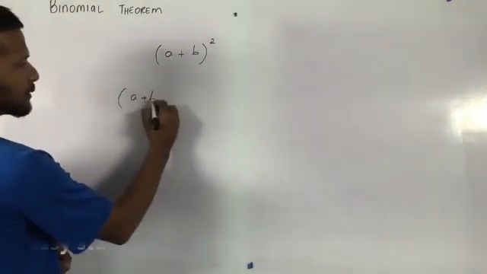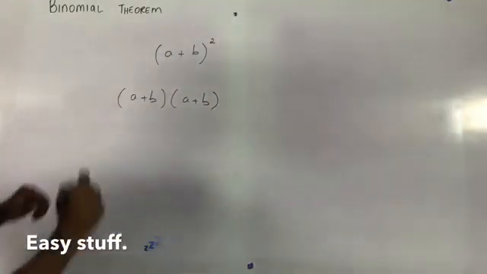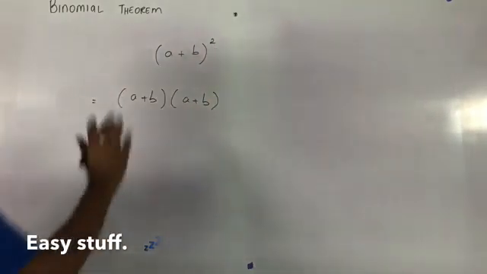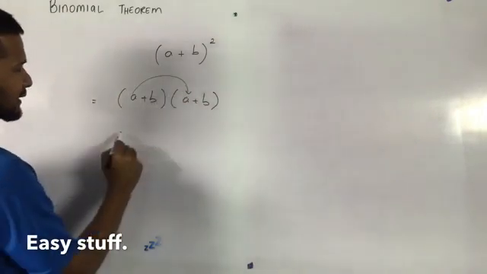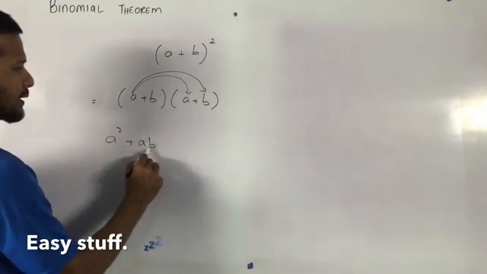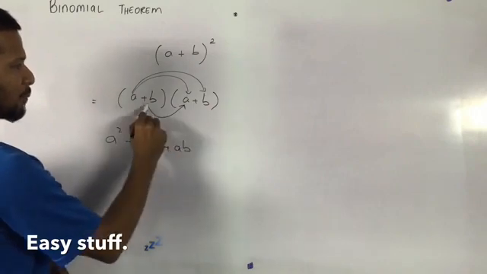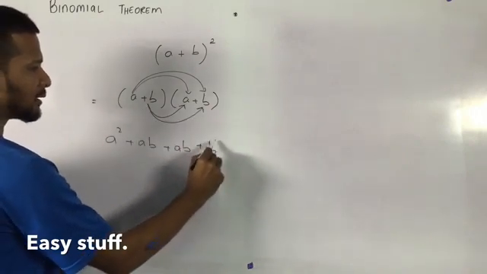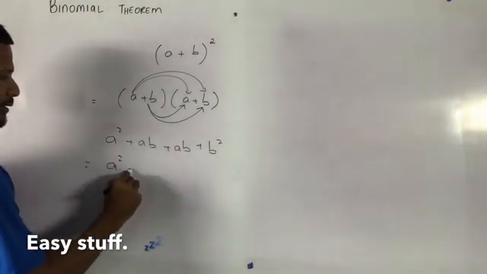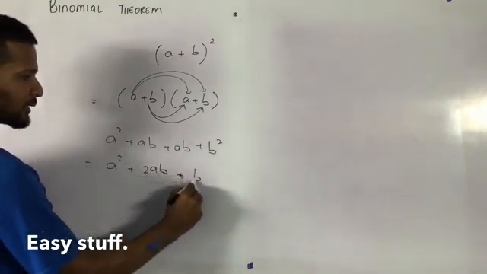a plus b squared. So we recall that a plus b squared simply means a plus b by a plus b. And we can expand this out. a by a is a squared. a by b is plus ab, plus b by a is plus ab. b by b is b squared. So we have a squared plus ab plus ab is 2ab, plus b squared.